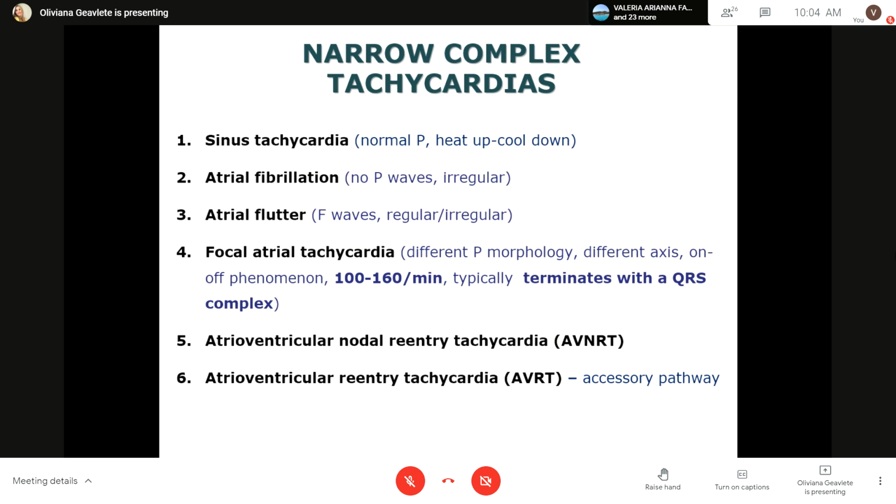irregular. Focal atrial tachycardia has a different P morphology. Usually it is negative in D2, D3, and AVF, in the inferior leads. Every P is before the QRS complex. The P wave has different axes. It has the on-off phenomenon, usually up to 160 per minute, and it typically, and this is a typical sign, terminates with a QRS complex. And now we are talking about AVNRT and AVRT, which include an accessory pathway.